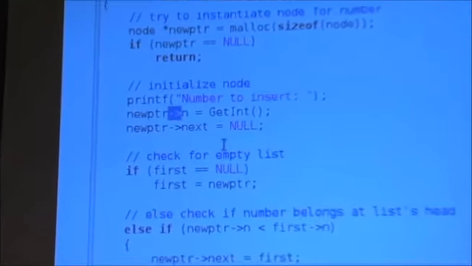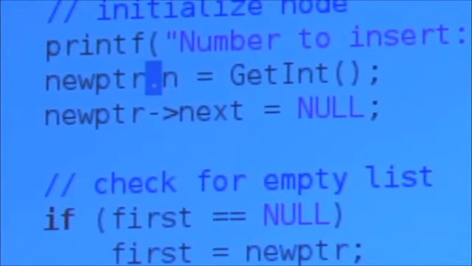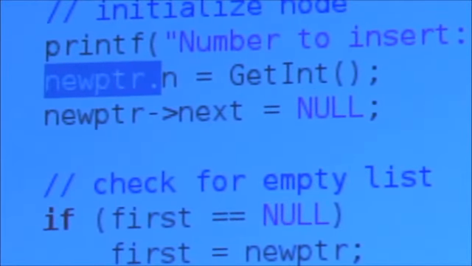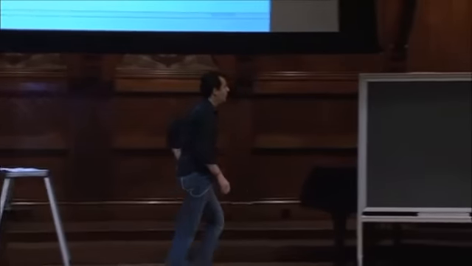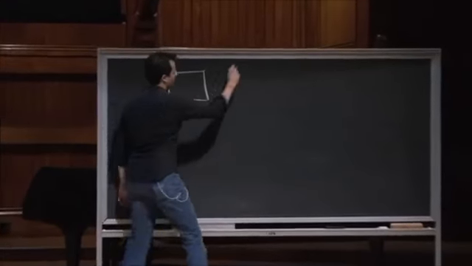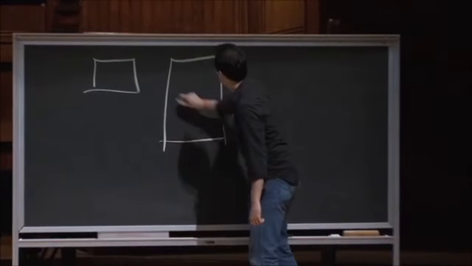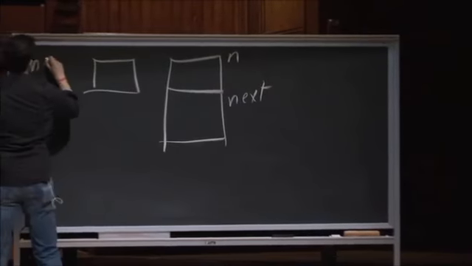And remember before when we've used structs, we use the dot notation. Why am I not using the dot notation here for new pointer? Even though I claim new pointer is, at the moment, because I've called malloc, this is what our picture looks like. This is our node. This is n. This is next. This is new pointer.